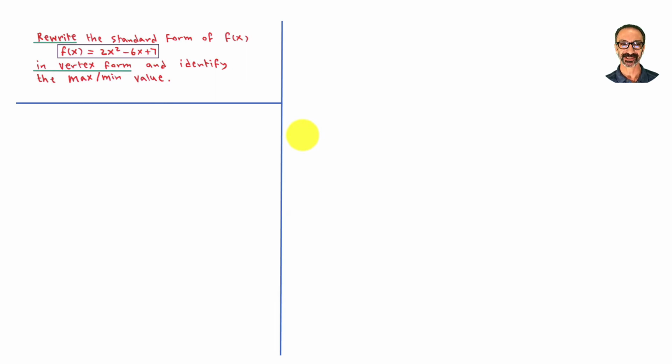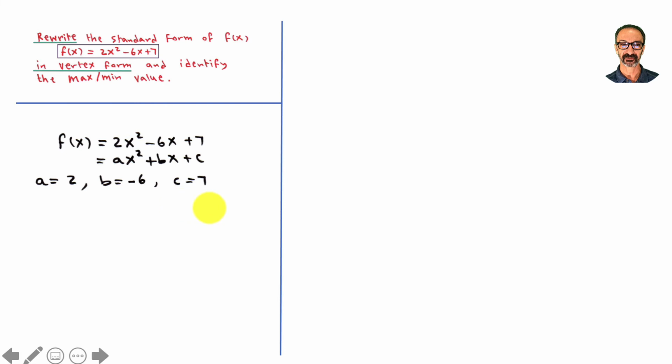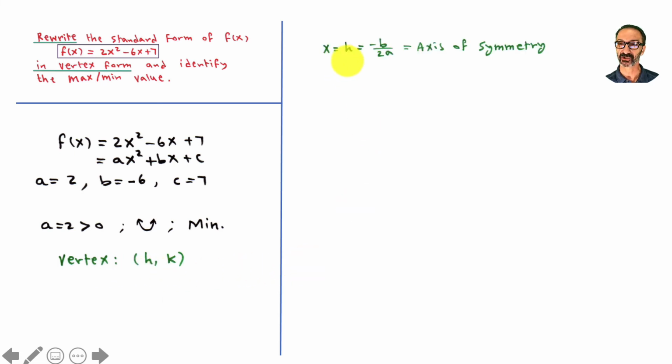To make a connection between the standard form and the vertex form, we remember the following. Once you identify a, b, c: a is 2 and b is -6 and c is 7, knowing that it opens up. To make a connection between the standard and the vertex speaks h and k. Well, how do you find h? It's minus b over 2a, so that's a connection between the standard speaks a and b, the vertex speaks h and k.